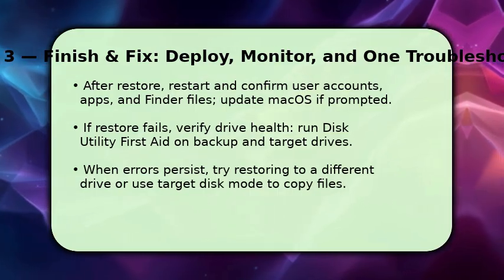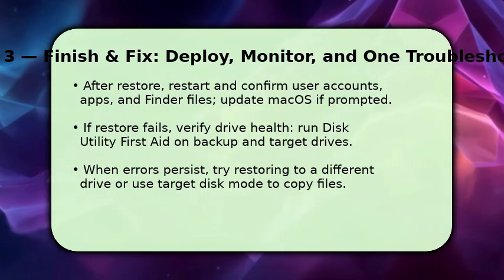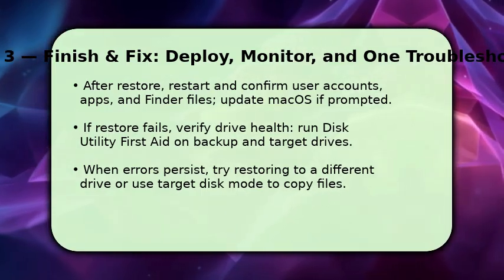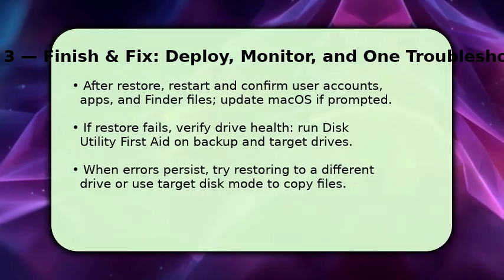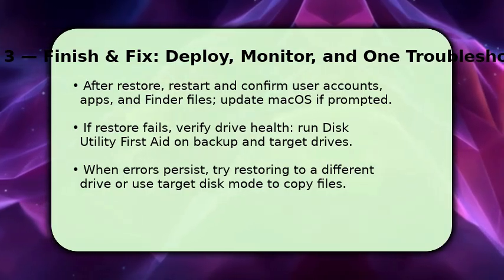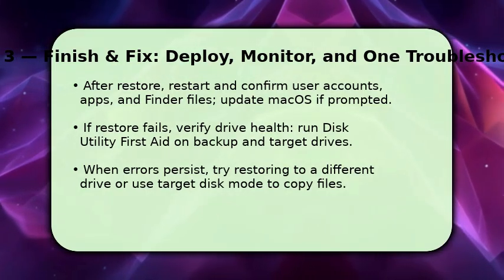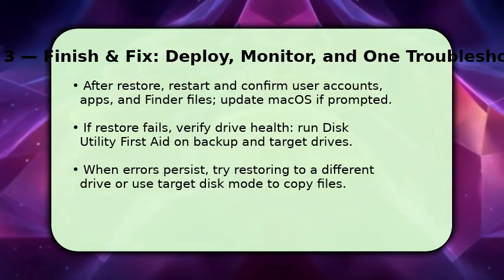If the restore fails, run Disk Utility First Aid on both the backup and target drives. Corruption or permissions issues often block restores. If problems persist, try restoring to a different drive or use target disk mode to manually copy critical files. One key troubleshooting tip: always check drive health and cables first, because most failures are hardware-related.